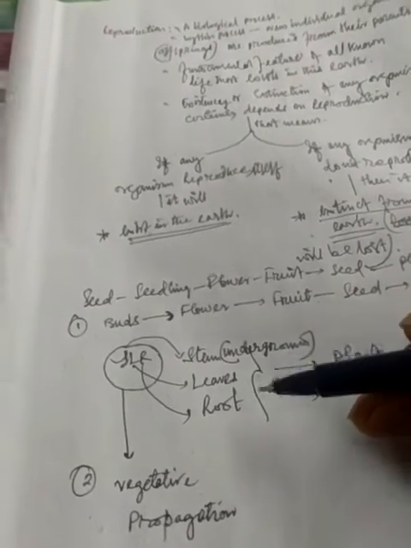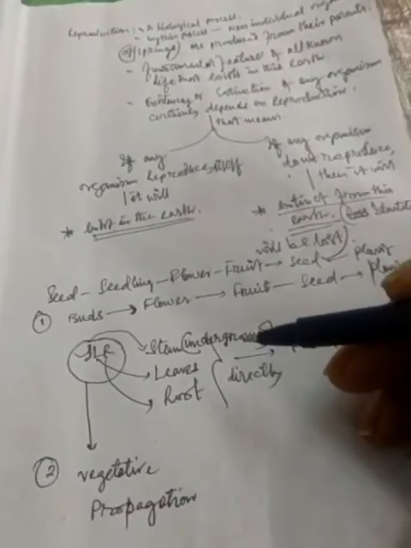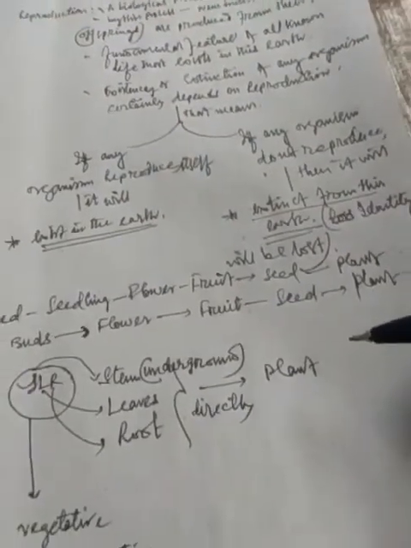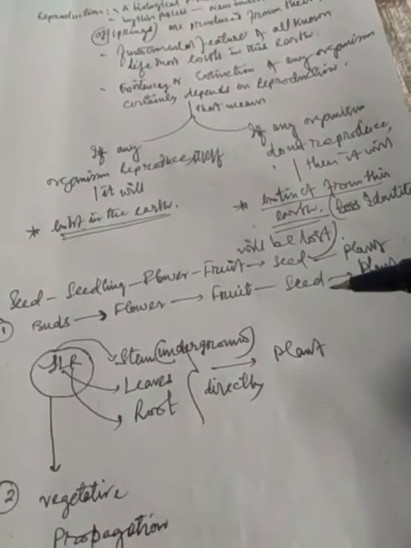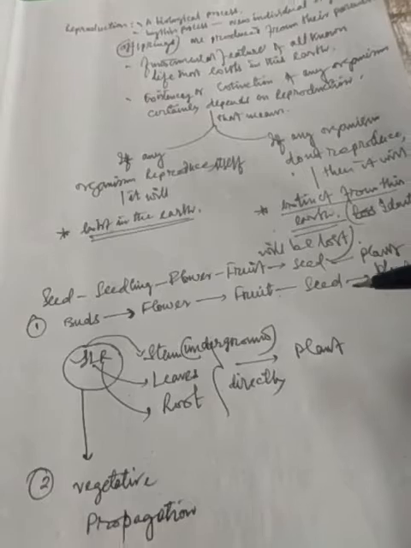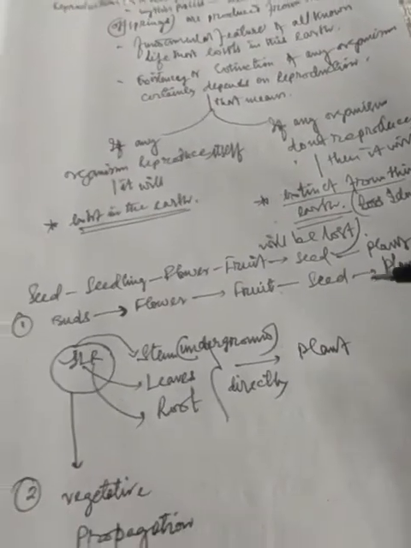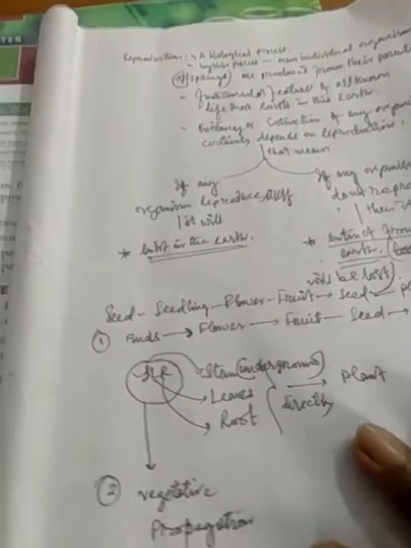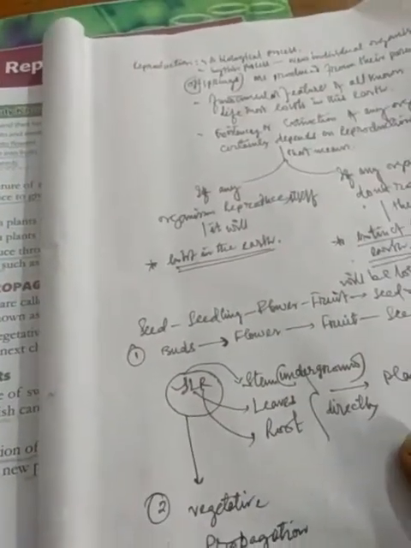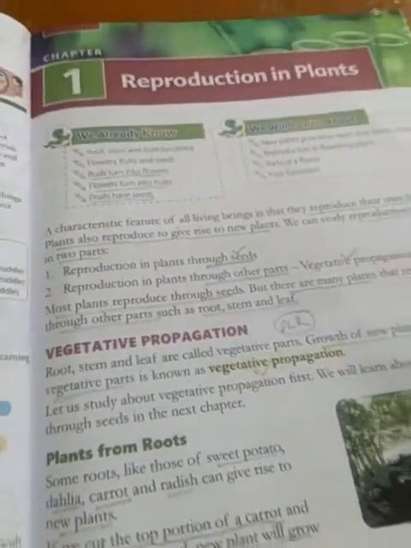Clear? Apart from these three reproductive modes, there is also one that is very much prevalent in plants, and that is the seed. Through seed a plant also can reproduce itself. I hope this is clear. Now I am heading to your book directly so that we can understand easily.